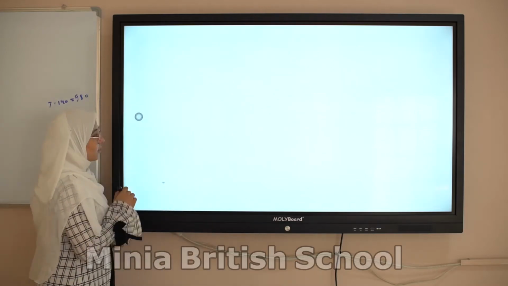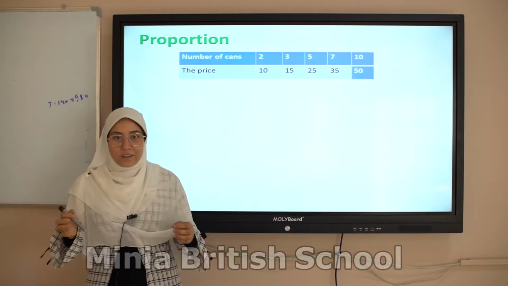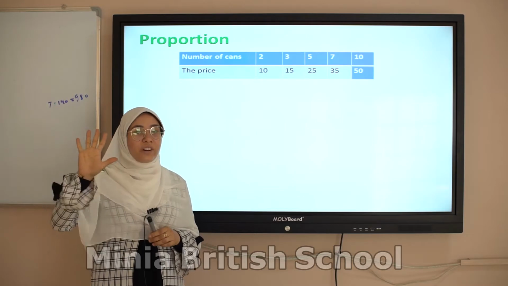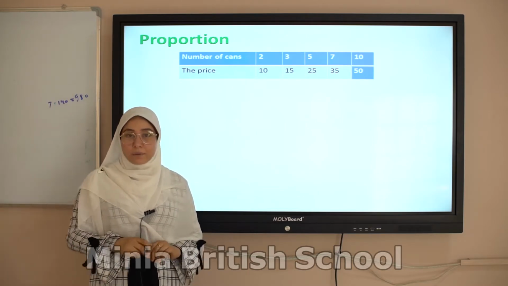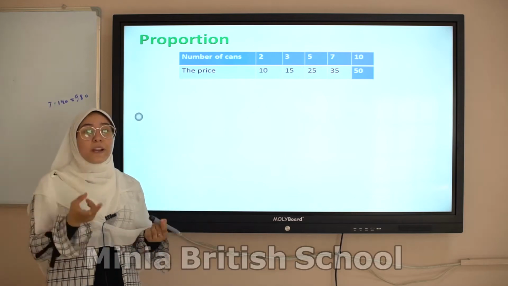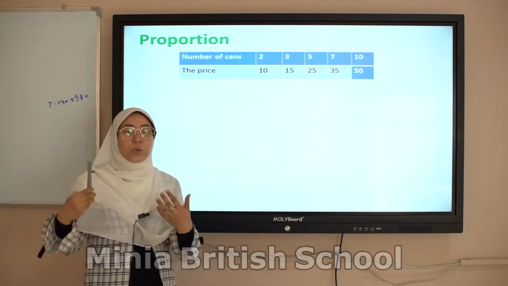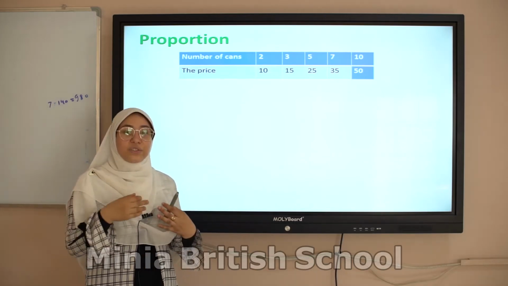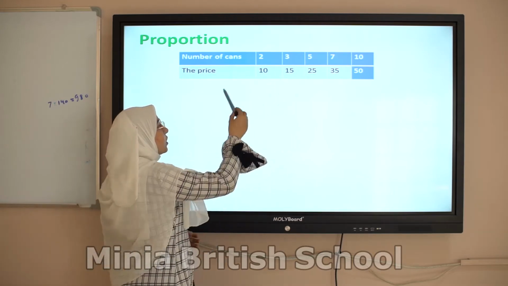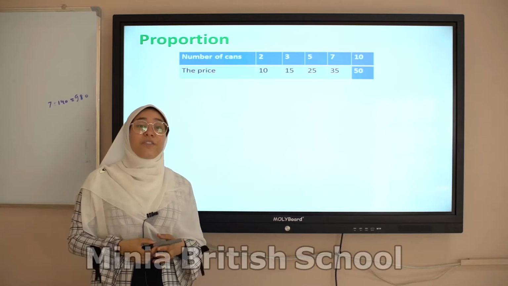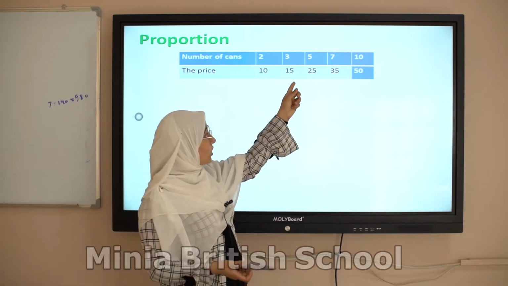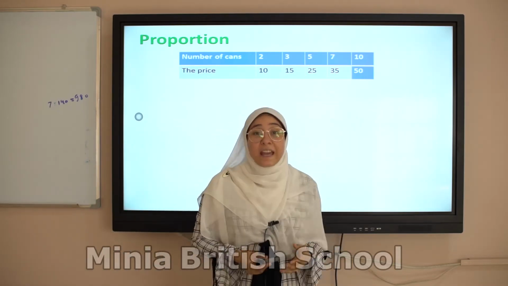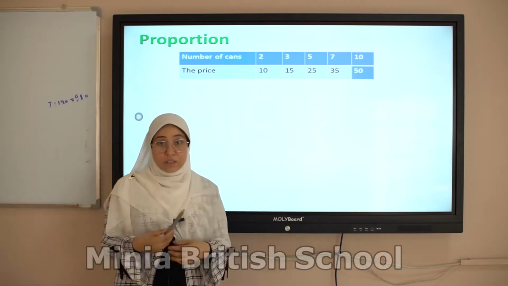In the first, if you have a can, the price of one can equals 5 pounds, okay? So the price of 2 cans equals 10, 2 times 5 equals 10. So the price of 3 cans equals 15, 3 times 5 equals 15. And the price of 5 cans equals 25. And the price of 7 cans is 35. And the price of 10 cans equals 10 times 5 equals 50.